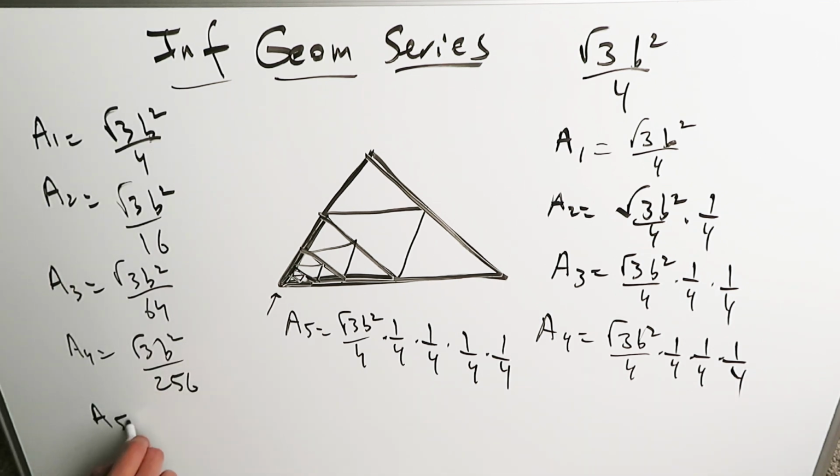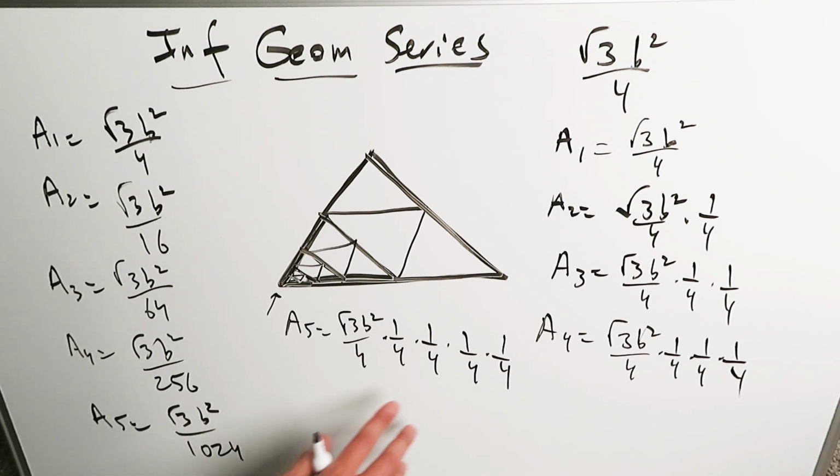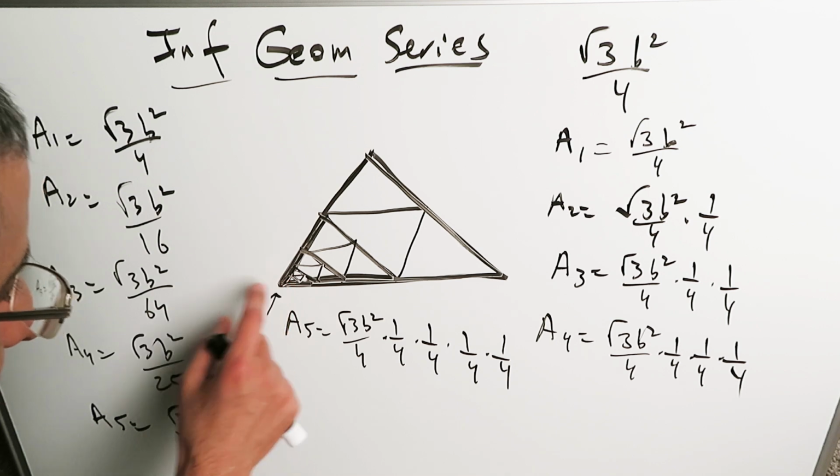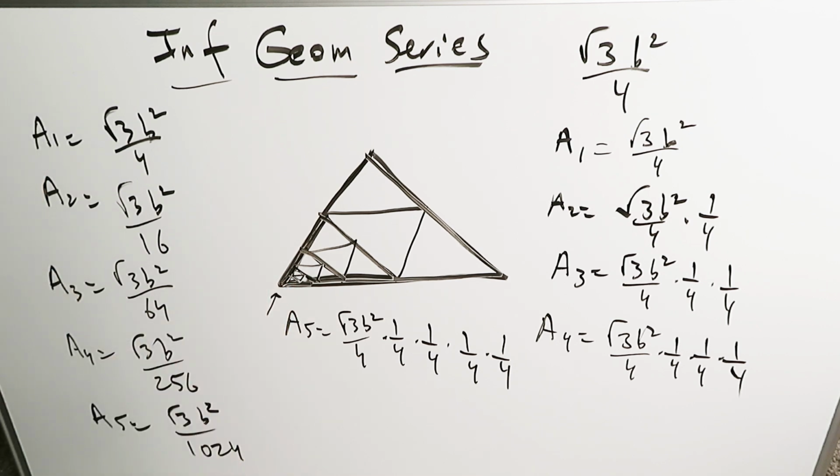Then let's look at the 5th round. It's going to be root 3 B squared over 4 to the power of 5, and that'll be 1024. Now you can see A6, A7, A8. These are your various rounds of areas of these corner triangles which you're always focusing on. They're always equilateral triangles, but they're always 1/4 of the area of the round before.